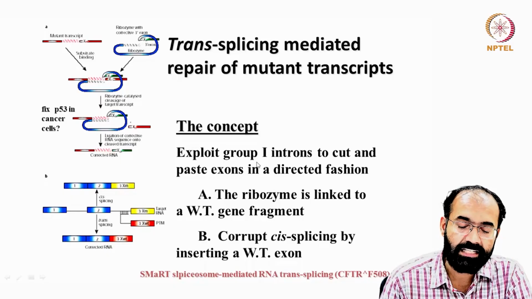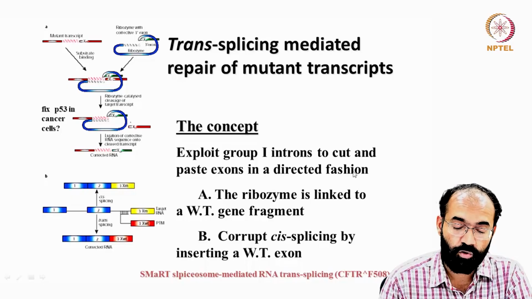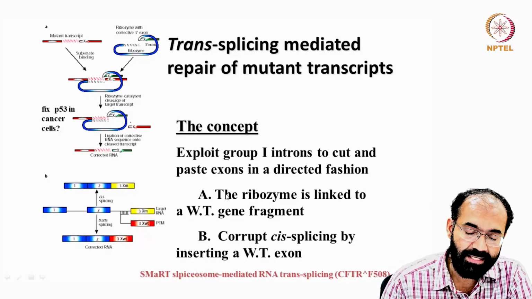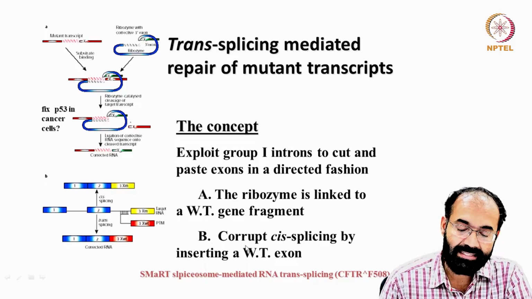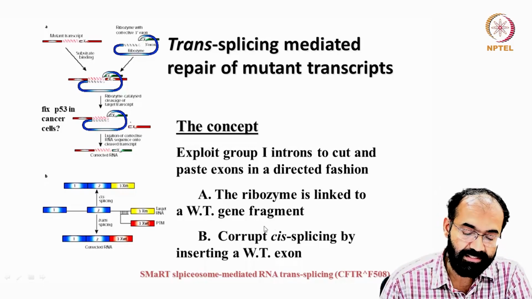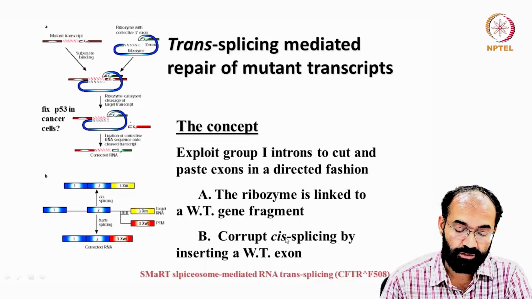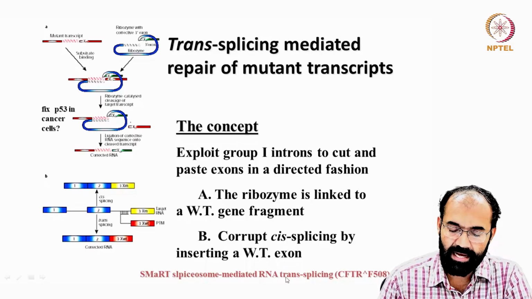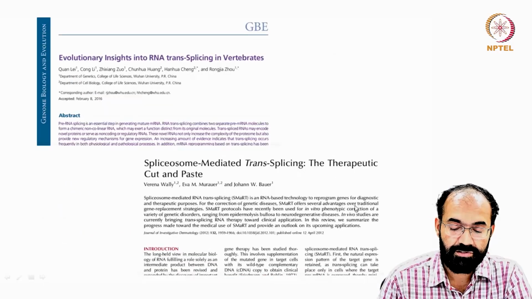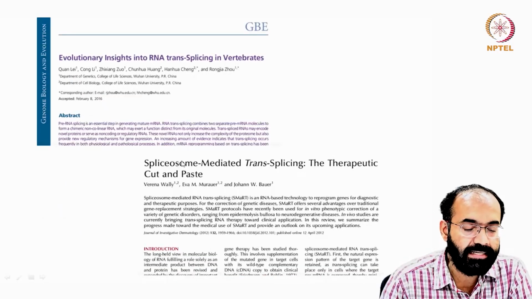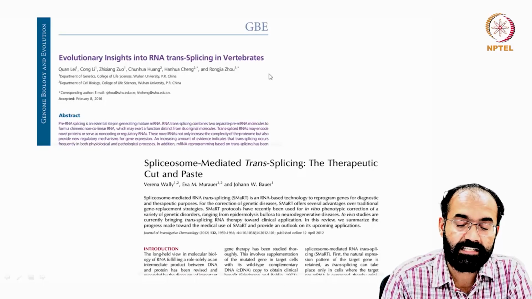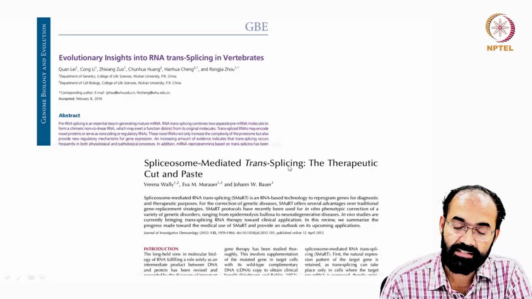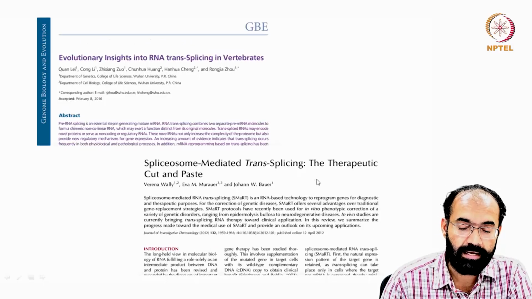So the concept is to exploit the group 1 introns to cut and paste exons in a directed fashion. We saw how group 1 introns function. The ribozyme is linked to a wild type gene fragment, and the corrupt, meaning damaged, exon is replaced; splicing by inserting a wild type exon is very much possible. One such example is spliceosome mediated RNA trans-splicing. So this is a way in which you end up fixing damaged exons. Those who are interested can read about evolutionary insights into RNA trans-splicing in vertebrates and spliceosome mediated trans-splicing. These are all interesting articles to read.